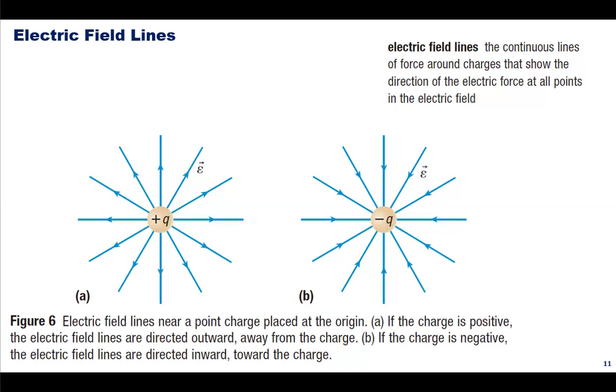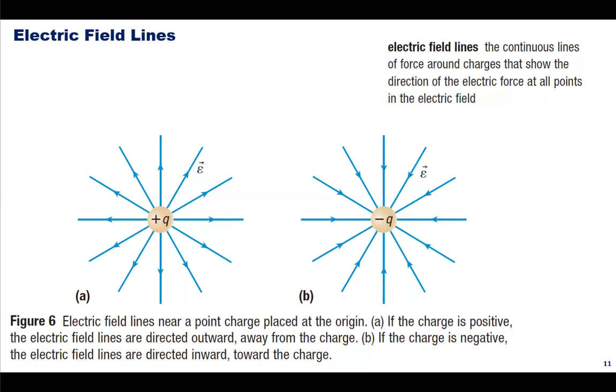To show what the electric field would look like around a positive point charge, we can draw electric field lines that extend radially outward from the charge, as shown here in figure 6a. For a negative charge, the field lines are directed inward towards the charge, which is shown here in figure 6b.